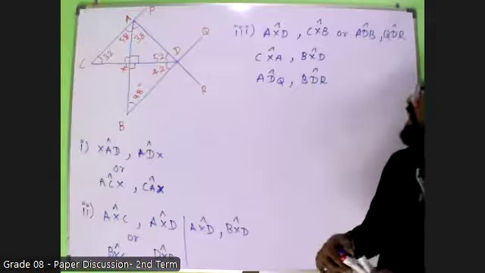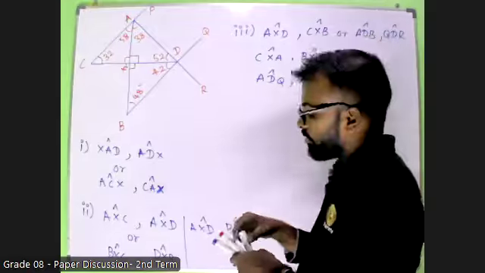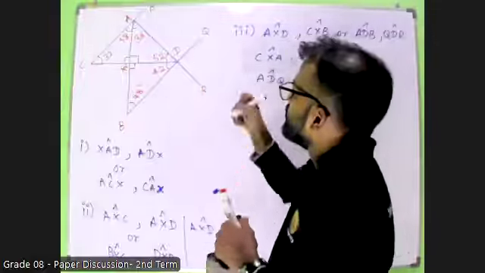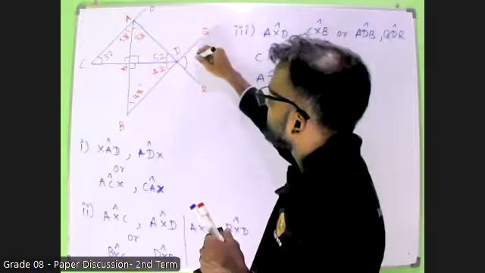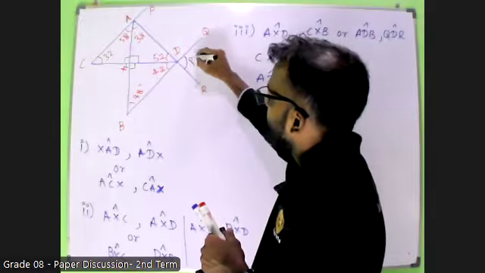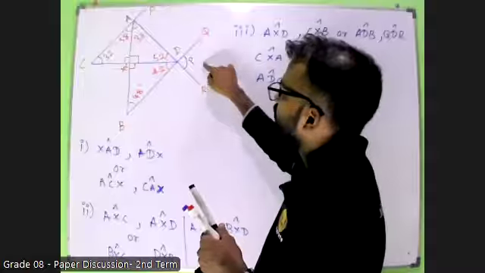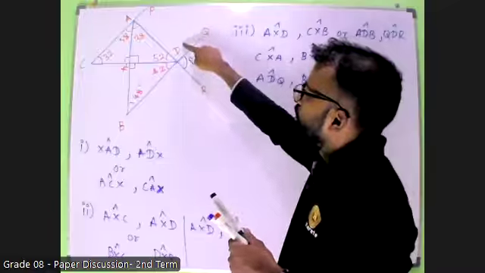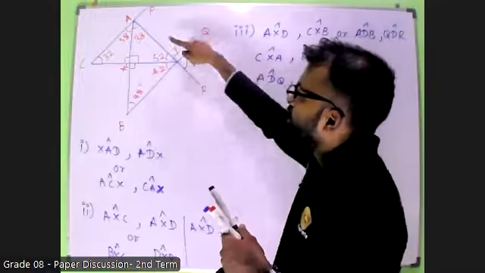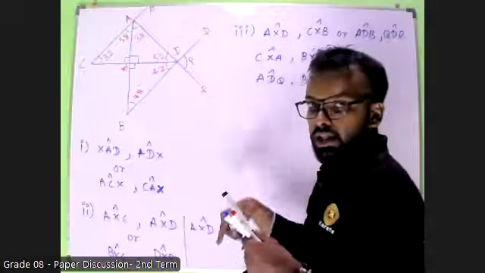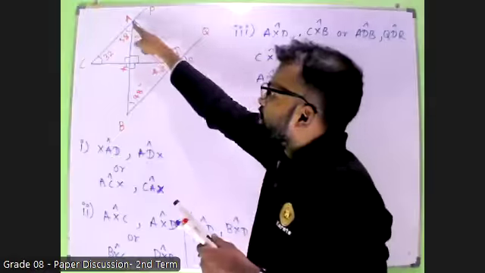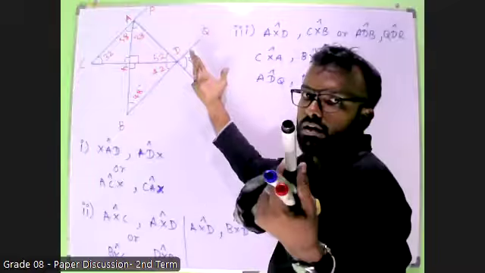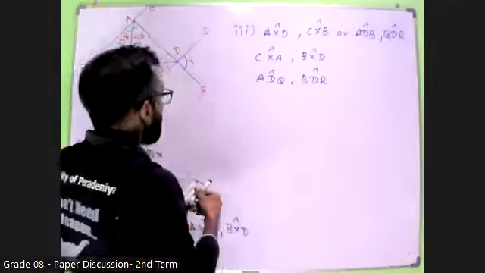Find the value of QDR. So we have to find the value of QDR. Very easy. I will take this as P, so I have to find the value of P. QDR angle is vertically opposite to ADB angle. So what is the value of ADB angle? 52 plus 42 degrees. Done. Very easy.